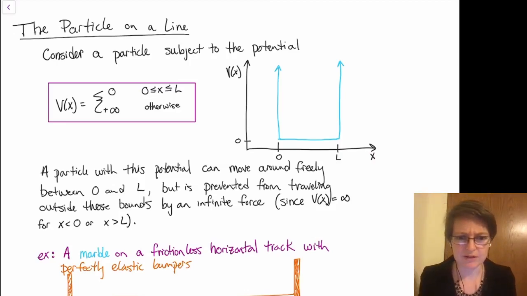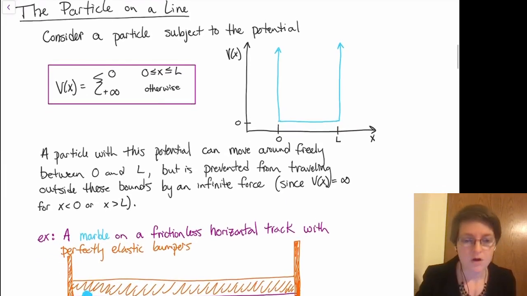What does this correspond to in physical reality? Well, let me make a couple comments on that. First off, a particle with this potential is something that can move around freely between 0 and L, but is prevented from traveling outside of these bounds by an infinite force. Remember that the force is the derivative of the potential energy. And so if V of x is equal to infinity, the force is also going to be equal to infinity.